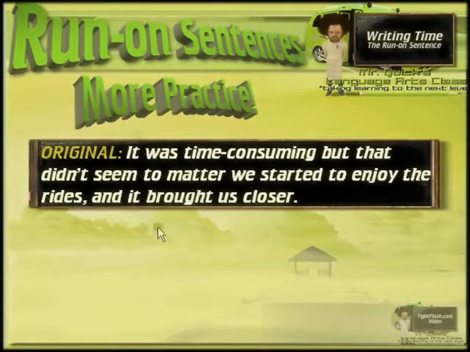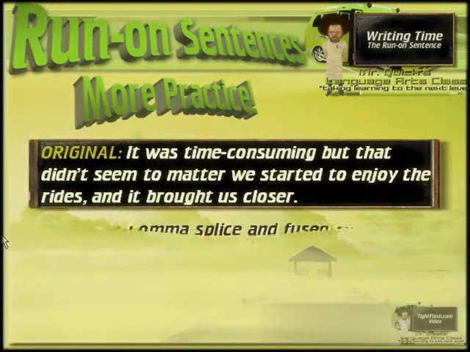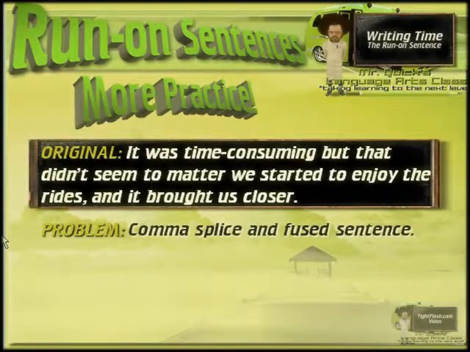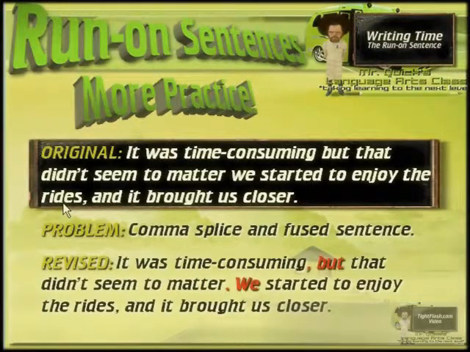"It was time-consuming, but that didn't matter. We started to enjoy the ride, and it brought us closer." Well, of course, we've got a comma splice problem here, and the only comma that we do see is here, and the problem is that we didn't put a comma here, and we didn't do anything here.